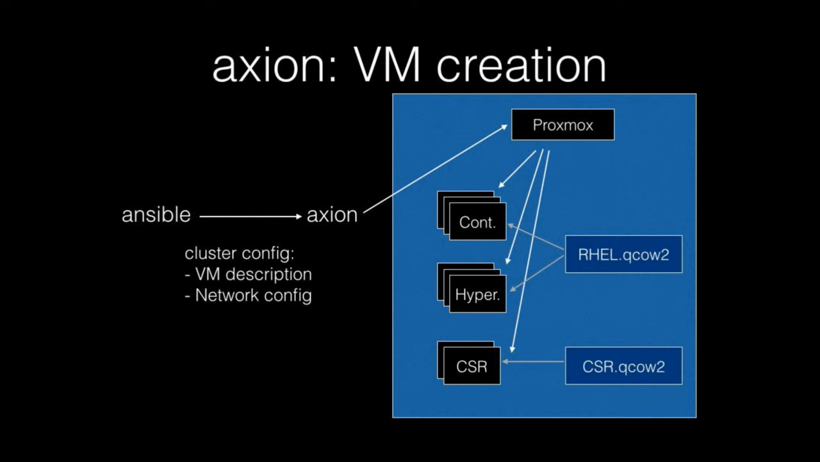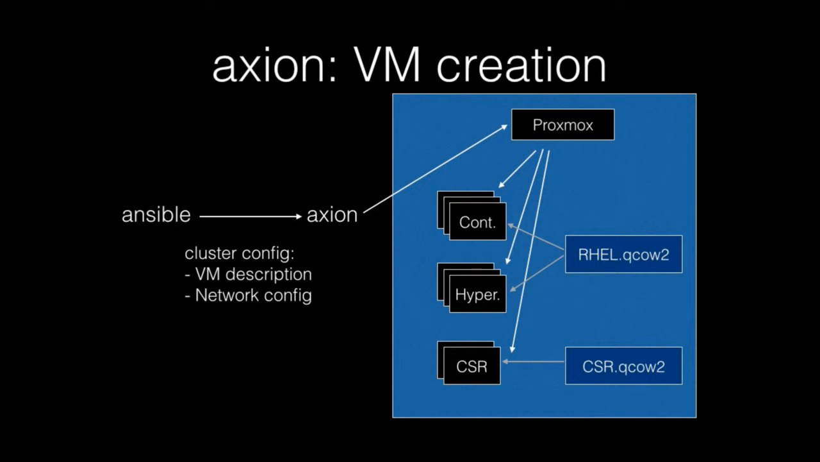So the first step for Axion is to create the machines. Here, Ansible drives Axion in the sense that it generates an Axion config, and we'll see an example of such a config later. It generates the config that describes how to access the Proxmox cluster, and also describes all the nodes that are going to be present in that cluster. So Axion then talks to Proxmox and configures the required machines.